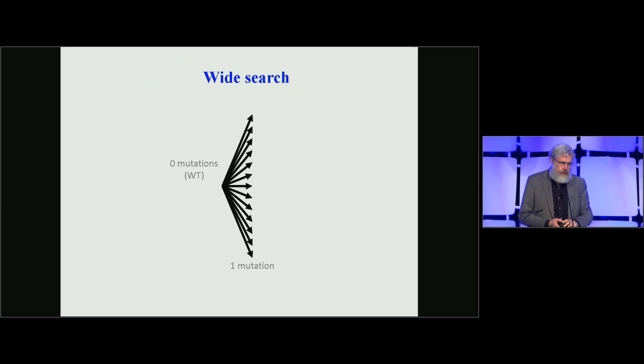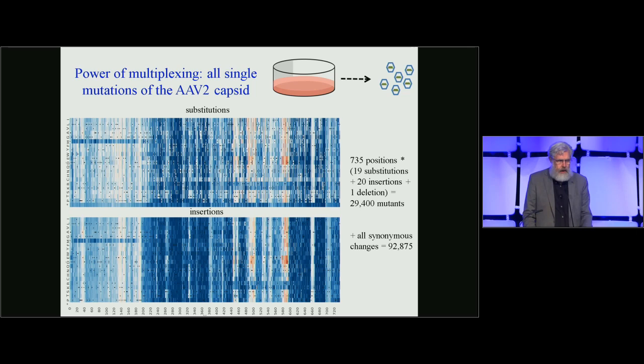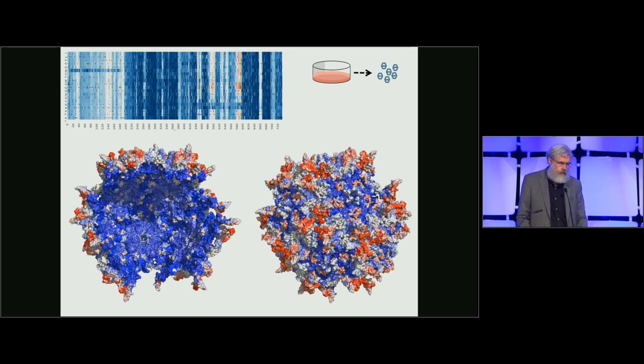So here's the setup for the wide search. We can look through every position, in this case 735 positions, all possible substitutions, insertions, and deletions in terms of codons, and we can see the impact where red is deleterious and blue tends to be more conserved regions that are more resistant. Where red is flexible. And so here is seen the three-dimensional structure of the capsid seen from the inside on the left and from the outside on the right, and the red ones are the places where we can accept variation.